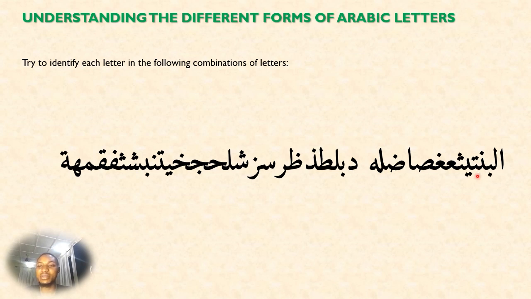If you have that kind of shape with two dots on top, it is Ta. That shape, two dots underneath, Ya. Three dots above, Tha. So remember, we are looking at just this one-time curvy shape. So Ba here, Nun here, Ta here, Ya, and Tha.